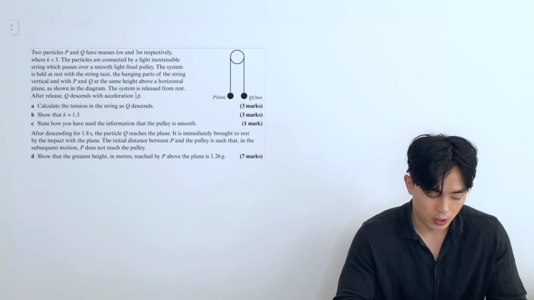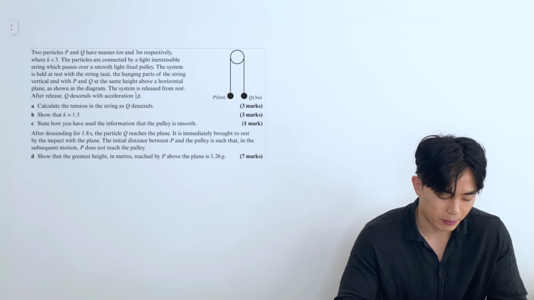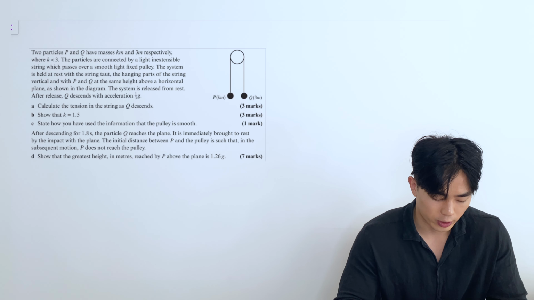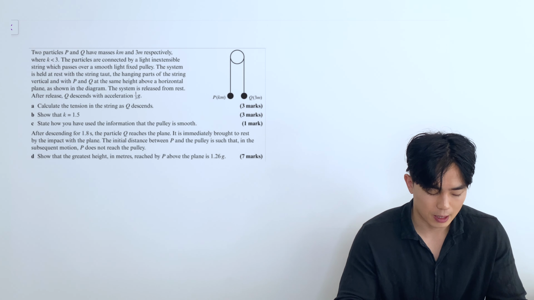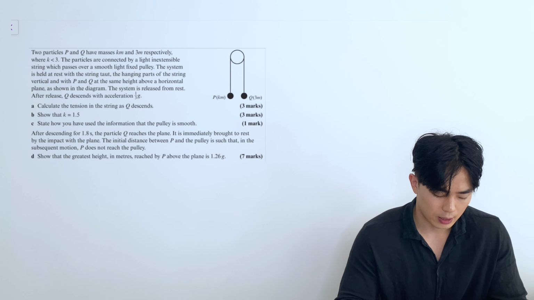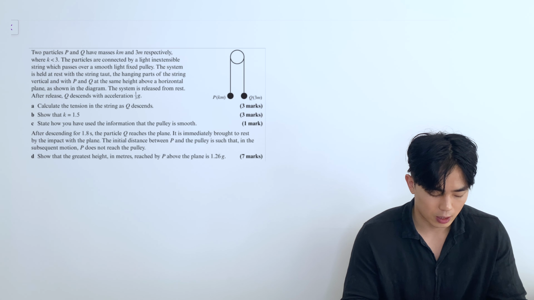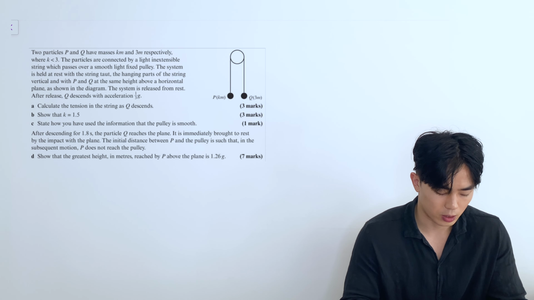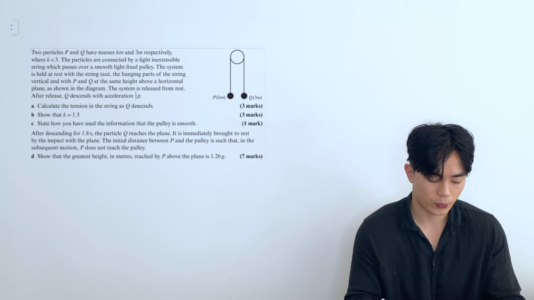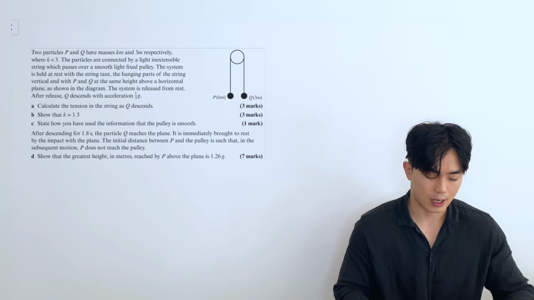We have particles P and Q of masses km and 3m respectively, where k is less than 3. The particles are connected by a light inextensible string and it passes over a pulley. It's held at rest and then the system is released from rest. After release, Q descends with acceleration 1/3 g. Calculate the tension in the string as Q descends.